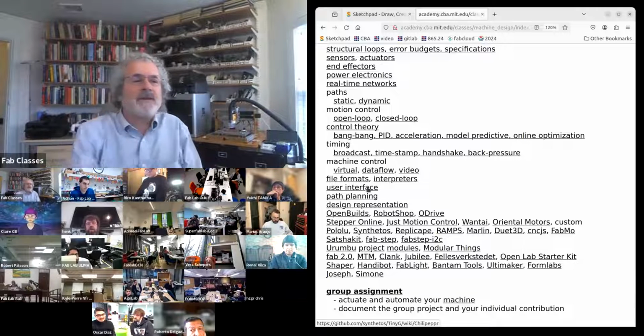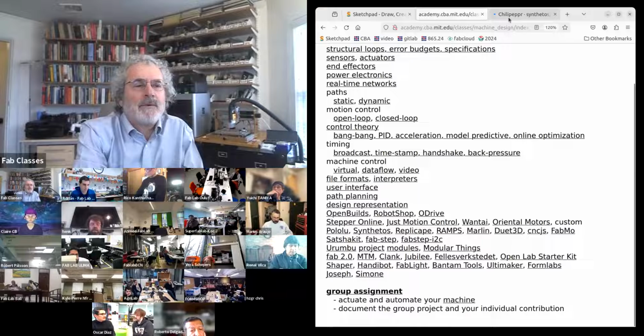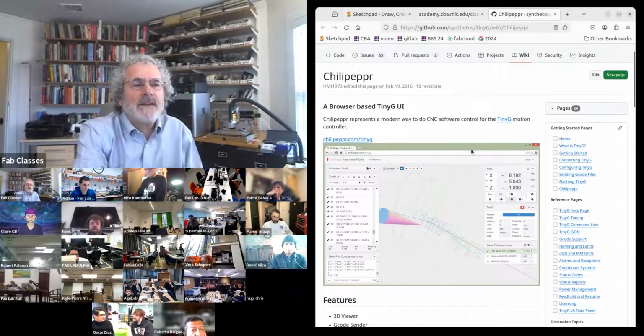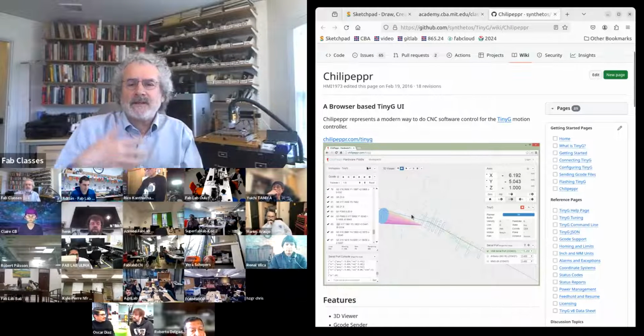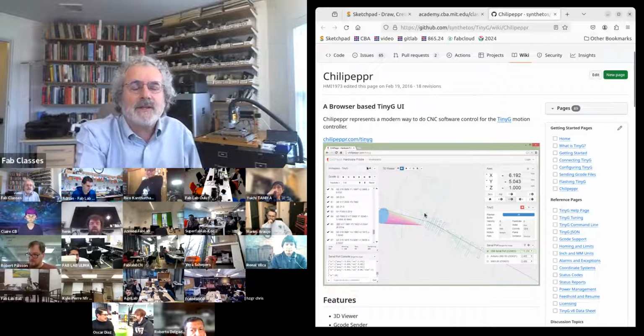Working back further, you're going to need to build an interface to the machine. So Chili Pepper is an example of an open user interface that lets you send G codes to a machine and interactively control the machine and see what it's doing.